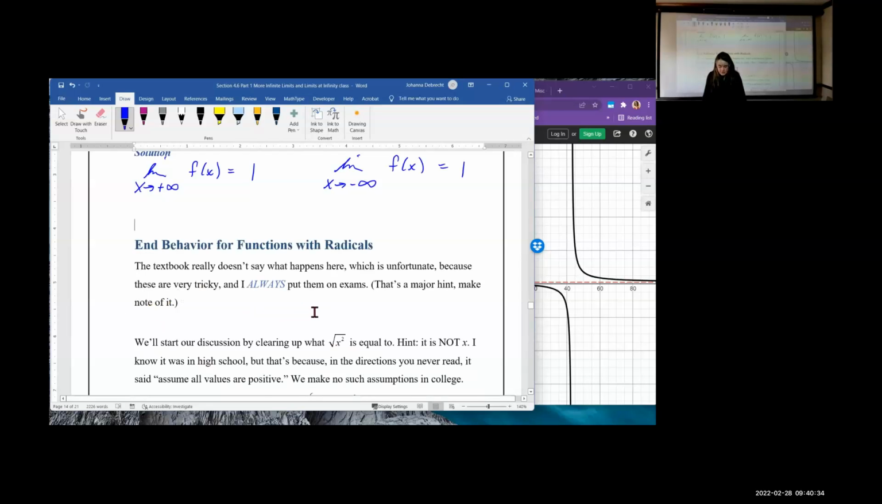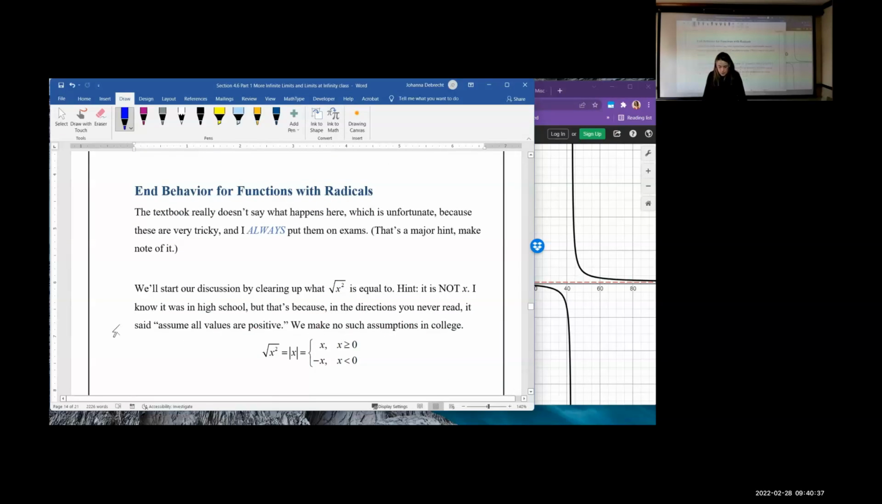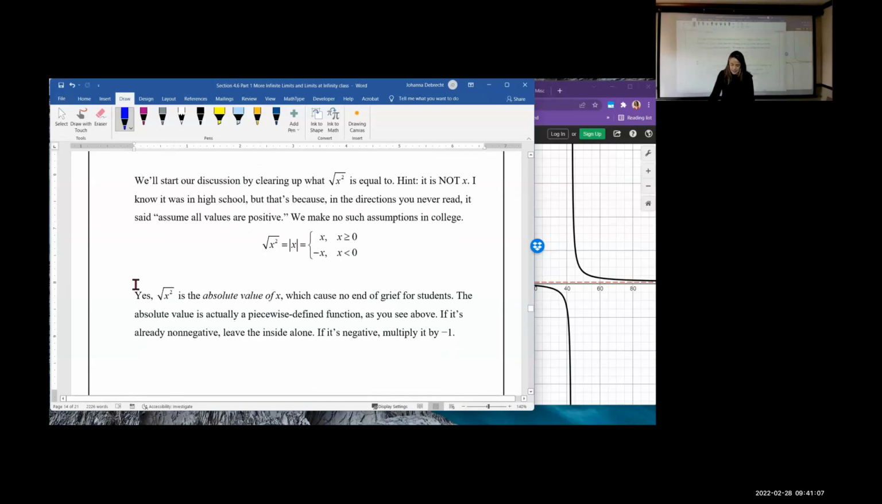Let's now switch our focus and take a look at what happens within behavior for functions with radicals. Now, the textbook does not really cover this, so don't expect to find this in the textbook. This is in my notes, but it's not really in the textbook. So we're going to cover it because I always put these on exams. That's a major hint, right? You should be starring these pages, put a paper clip on the page or something. This will definitely be on the exam.